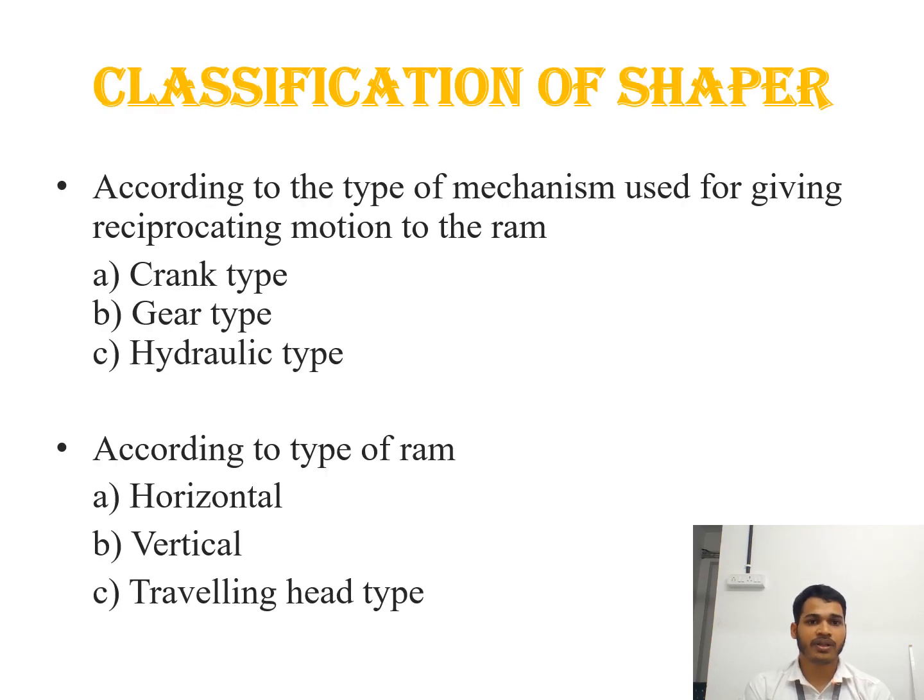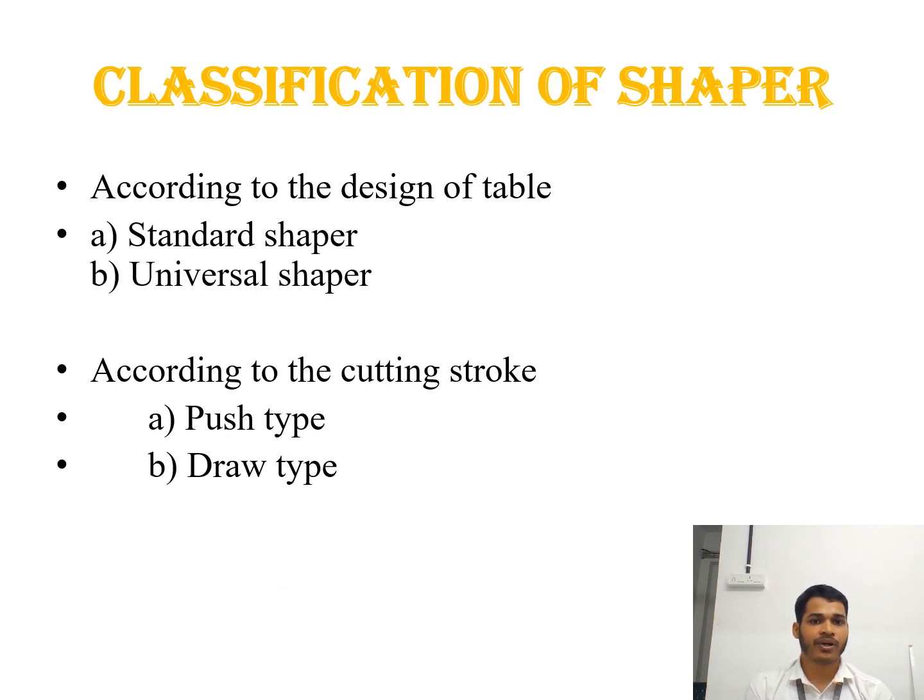Classification of shaper according to the type of mechanism used for giving reciprocating motion to the ram: there are three types, crank type, gear type, and hydraulic type. According to the type of ram: horizontal, vertical, and traveling head type. According to the design of the table, there are two types: standard shaper and universal shaper. And according to the cutting stroke, there are two types: push type and draw type.